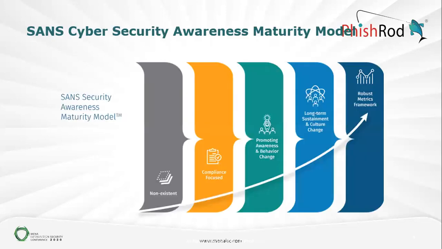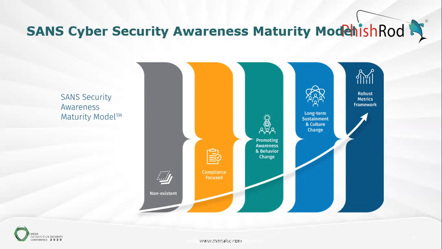Now I'm going to quickly cover this standard. As I was mentioning, there is a wonderful standard put together by SANS, which talks about defining the maturity level of your organization with respect to cybersecurity awareness. This standard has 5 levels: level 1, level 2, level 3, level 4, and level 5. For example, at level 1, awareness within the organization related to phishing, or for that matter cybersecurity in general, does not exist.